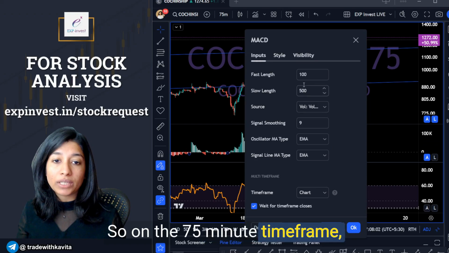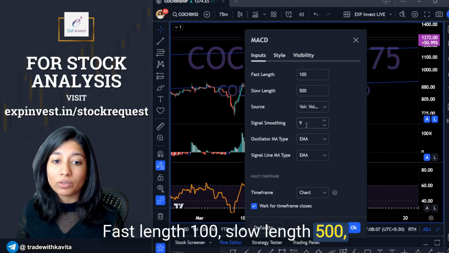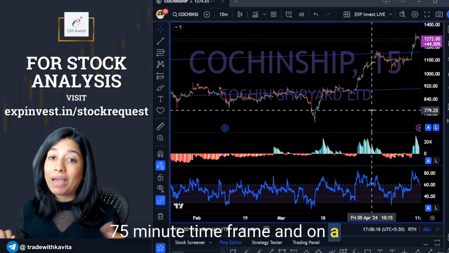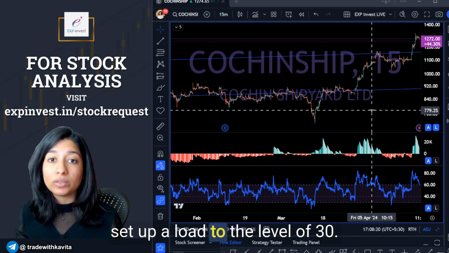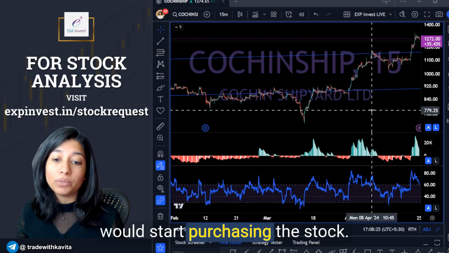So on the 75-minute time frame, this is the setting with which you want to operate. Fast length 100, slow length 500, signal smoothing 9. So on the 75-minute time frame and on the 15-minute time frame, I would set up alerts at the level of 30. And every time the stock comes down to that level is when I would start purchasing the stock.